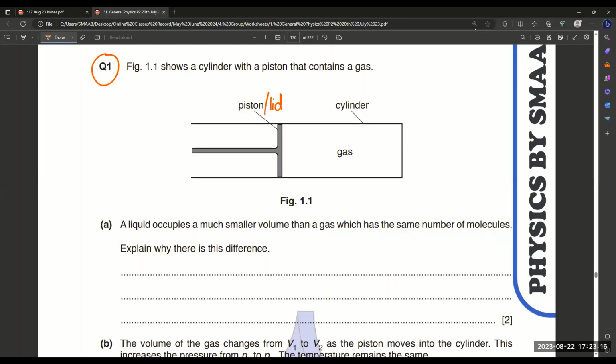But basically, this is a very general question, and you all know why a liquid occupies less space. Anyone want to answer?